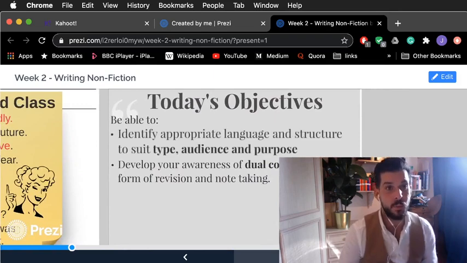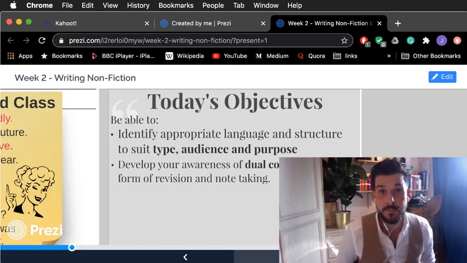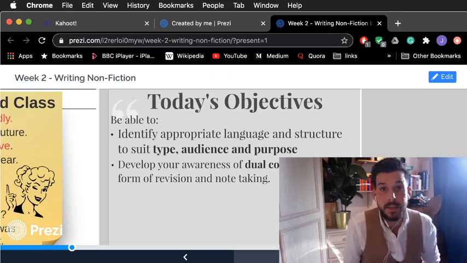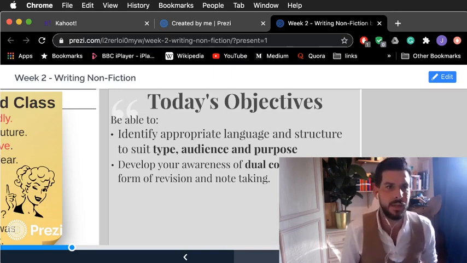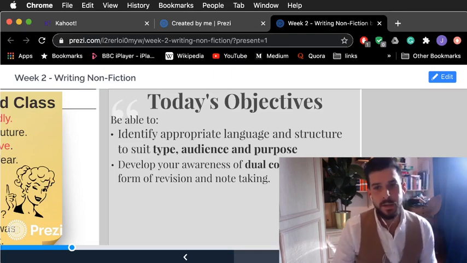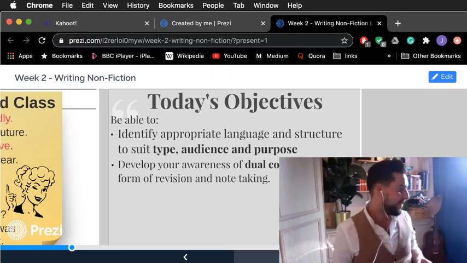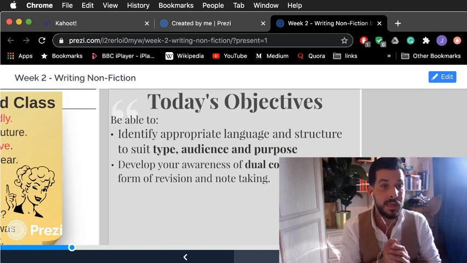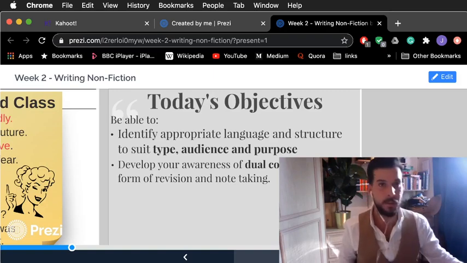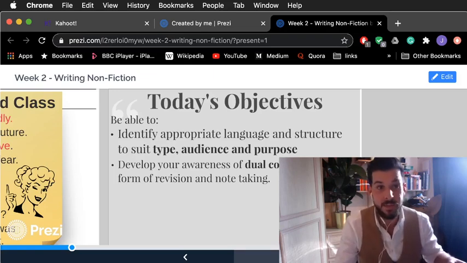So today's objectives, we are going to identify appropriate language and structure to suit type, audience and purpose. Okay, so we're going to talk about tapping a text. How do you tap a text, and is it easy? We're going to have a look today. We're also going to develop your awareness of dual coding. Dual coding is going to be quite interesting to do from home here. I'm probably going to get off a piece of paper here and draw it on the piece of paper for you. It's a really useful technique that even I use for memorizing things. I started using it with my learners last year and I was surprised how much of an impact it had, okay? But it's a really simple activity.